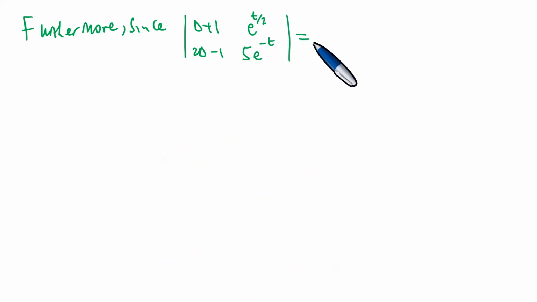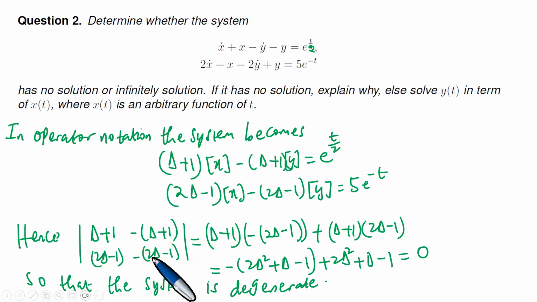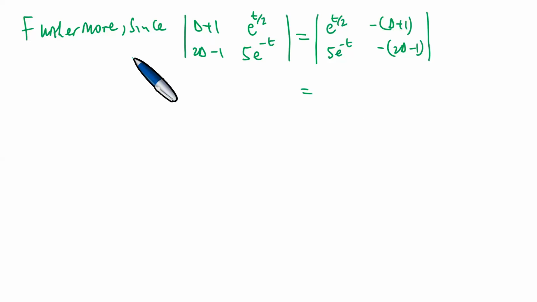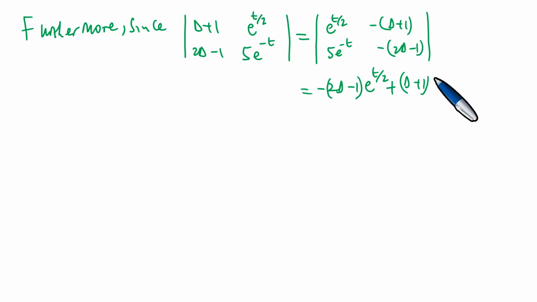Okay, in this case, because the system obviously is degenerate, this becomes equal to, even if you take these functions, you put them here, and you have the 5e to the minus t, then you take the second column of that matrix, which is formed by minus (D plus 1), minus (2D minus 1). Okay, they'll be equal to each other. Let's just work this one out. Because the system is degenerate, it is expected that they must be equal to each other and equal to 0. So this becomes minus twice (D minus 1) e to the t over 2 plus (D plus 1) 5e to the minus t.